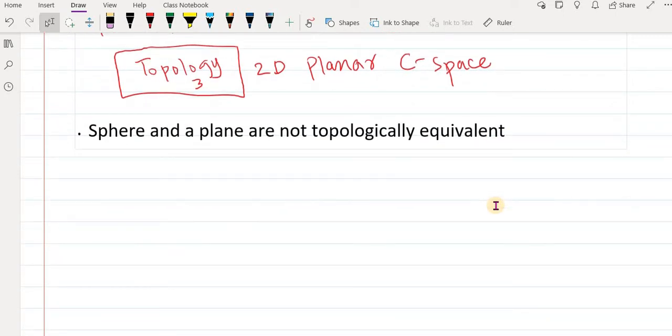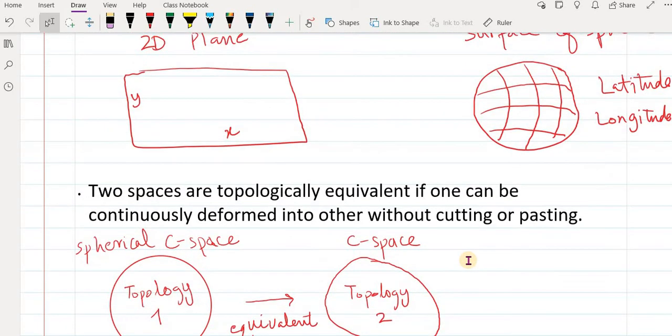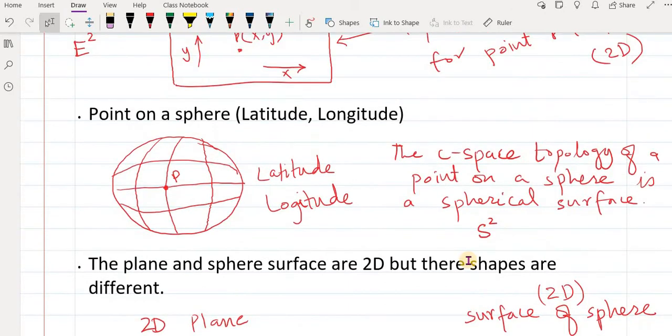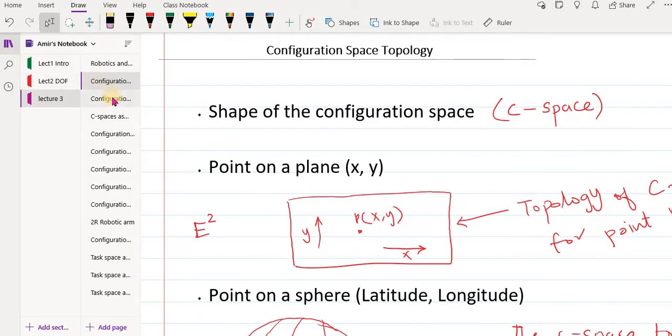Okay, so the next point is that sphere and plane are not equivalent. We have already discussed this. So the end result is that sphere and plane are not topologically equivalent. Okay, let's move to our next slide.